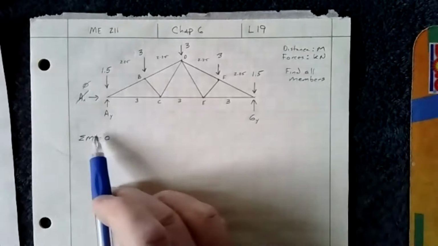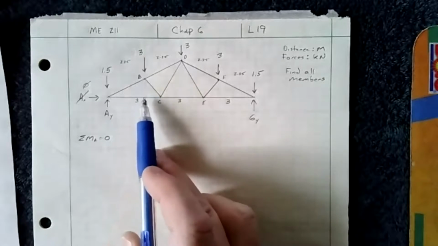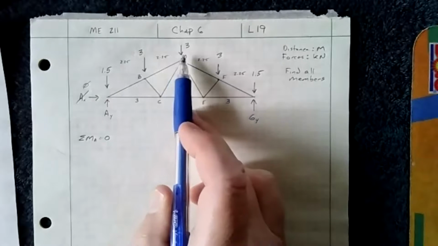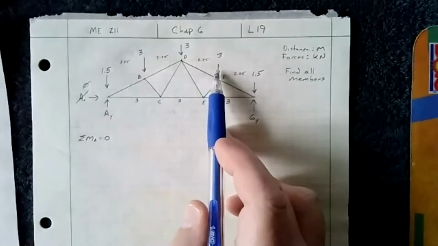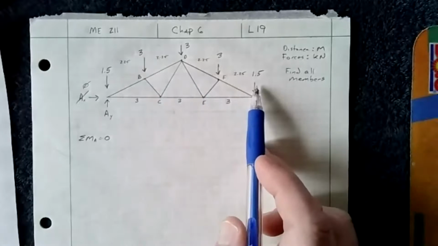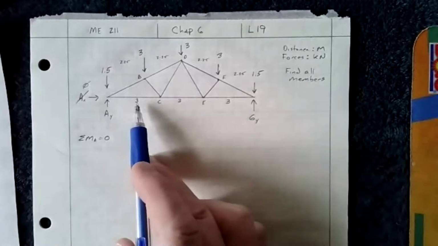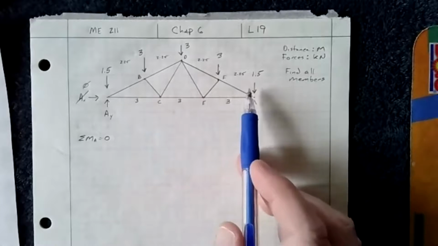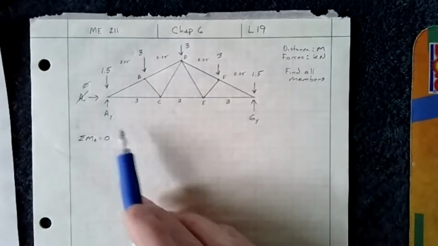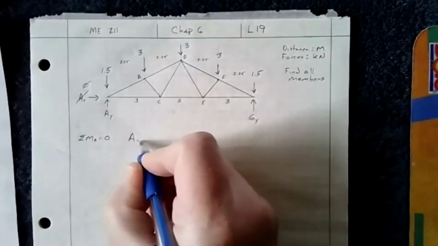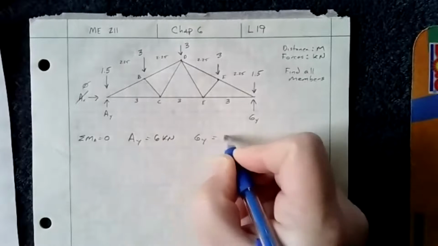Now we could solve the sum of the moments about A, in which case we'd have 3 kilonewtons times 2.25 plus 3 kilonewtons times 4.5 plus 3 kilonewtons times 6.75 plus 1.5 times 9. And then all of that would equal GY times 9. Or because it's proportional, we see that there's 3, 6, 9, 12. So we know that AY equals 6 and GY equals 6.